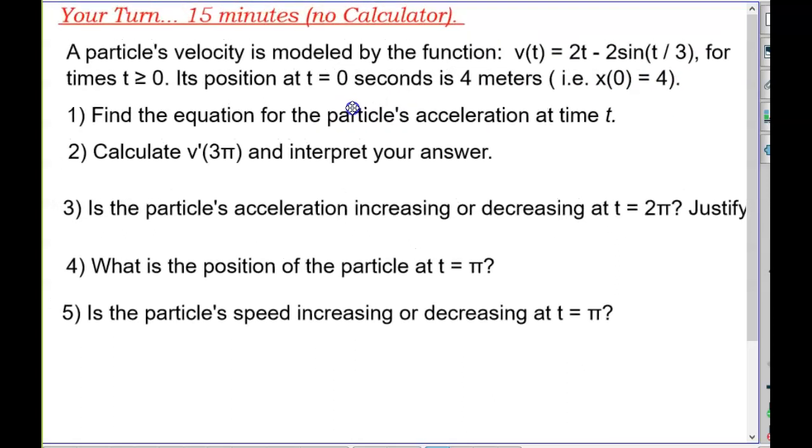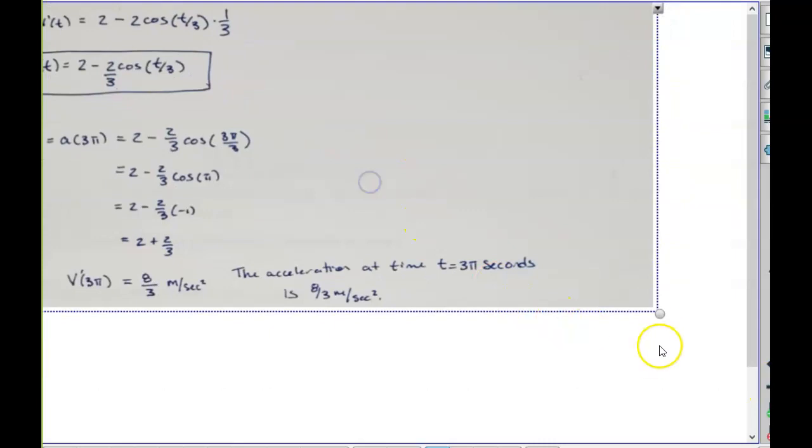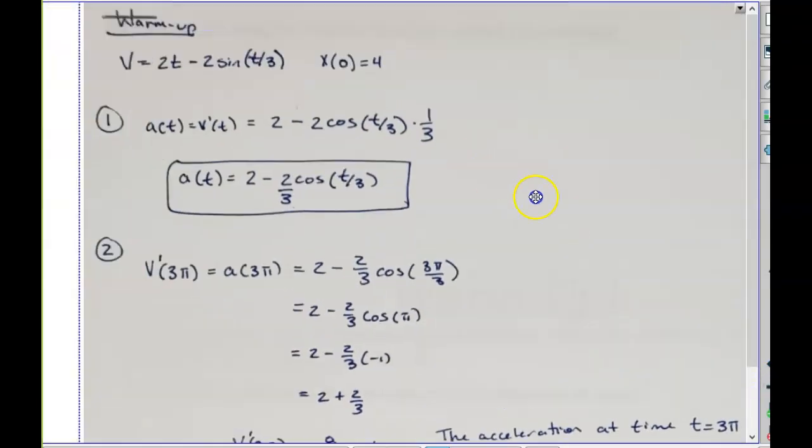All right, number 1, find the equation for the particle's acceleration at time t. Well, what we need to do is take the derivative of velocity. The derivative of velocity is acceleration. So this is what I did. So let me go there.